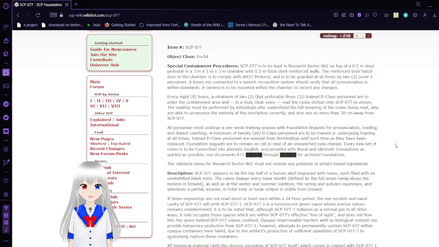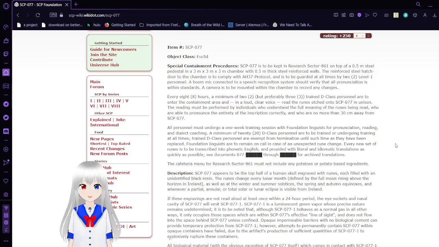The reinforced steel hatch door to the chamber is to comply with AH-37 protocol and is guarded at all times by two Level 1 personnel. A boom mic connected to a speech recognition system should verify that all pronunciation is within standards. A camera is mounted within the chamber to record any changes.